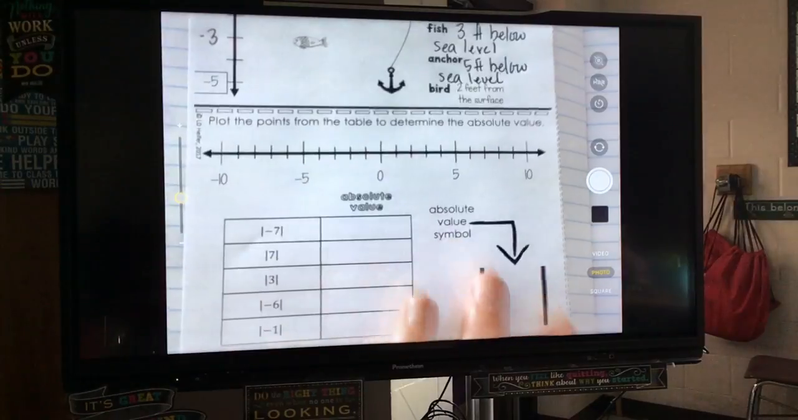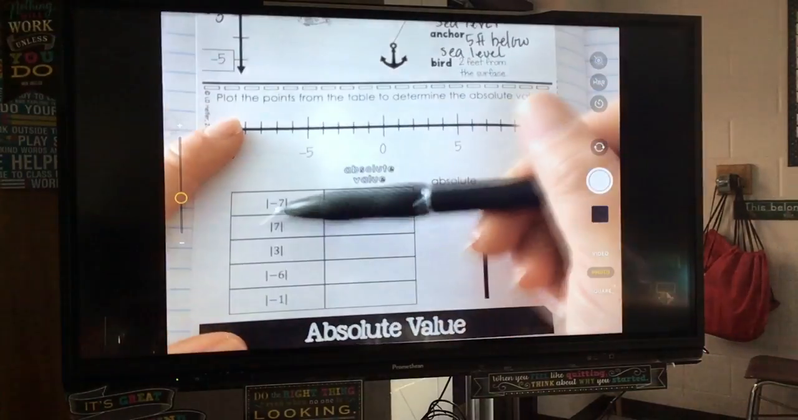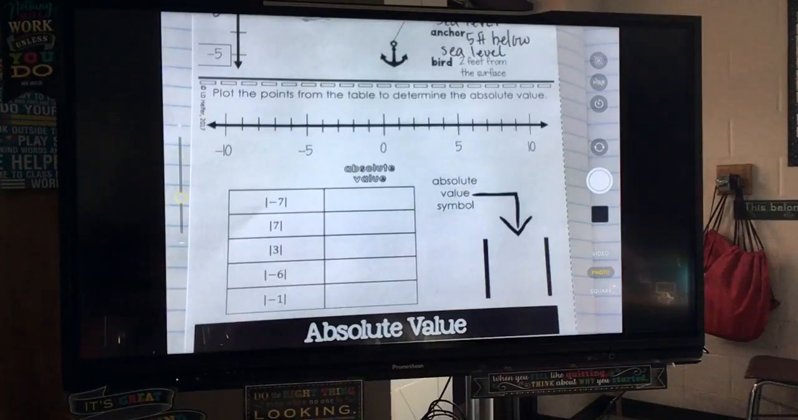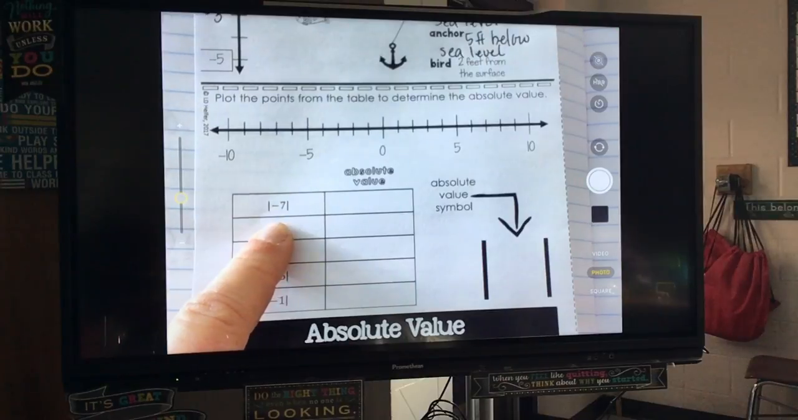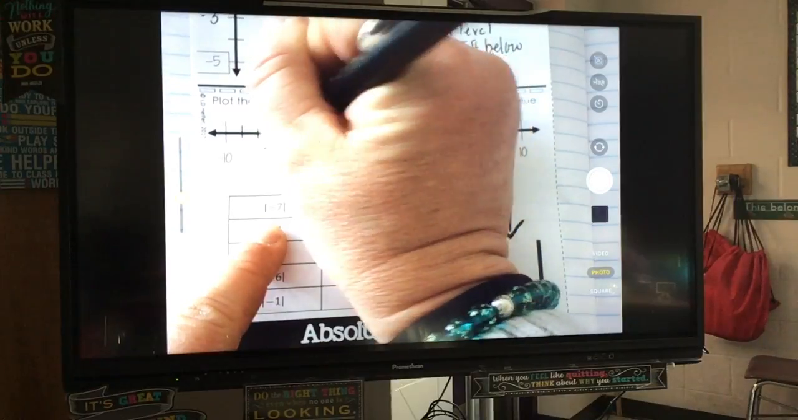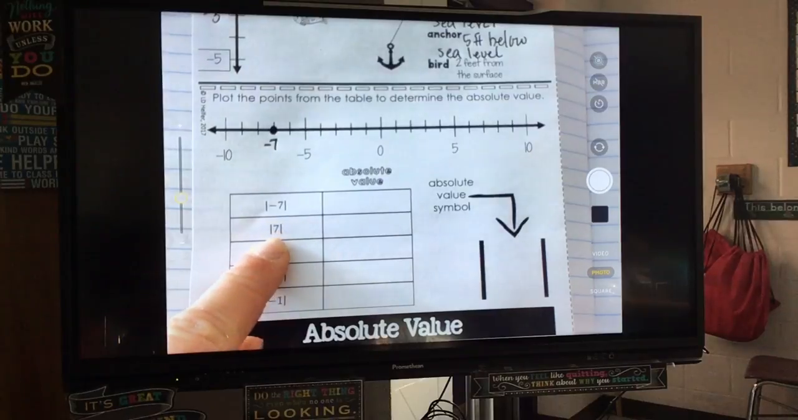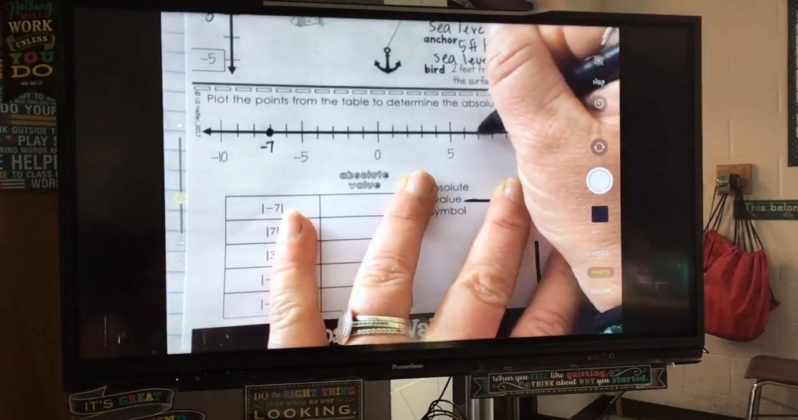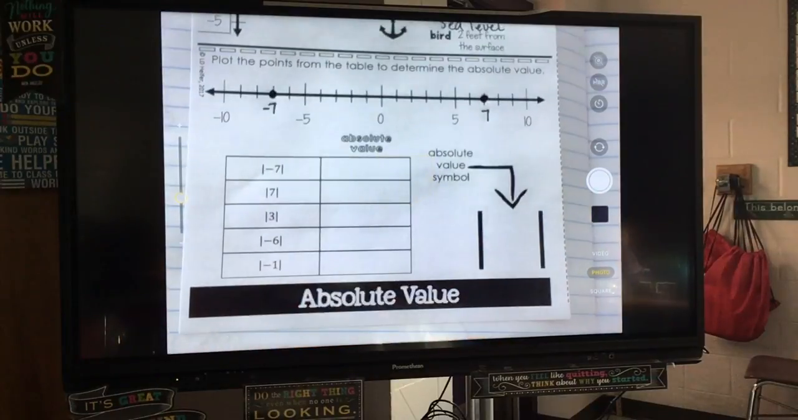It's cool, no problem. All right, so it says plot the points from the table to determine the absolute value. So we are plotting the numbers. Don't worry about the lines right now. Just worry about the numbers. So this first number is what? It's -7. So I'm going to put a point at -7. All right, the next number is what? So I'm going to put a point on +7.